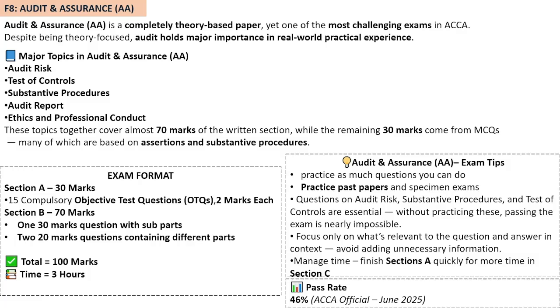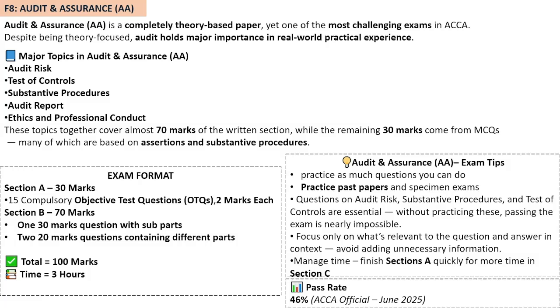The major topics in audit and assurance are audit risk, test of control, substantive procedure, audit report, and ethics and professional conduct. These topics together cover almost 70 marks of the written section, while the remaining 30 marks come from the MCQs, many of which are based on assertion and substantive procedure. So if you do these 3 topics, audit risk, test of control and substantive procedure, you will definitely pass. Okay, but practice as many questions as you can of audit and assurance.